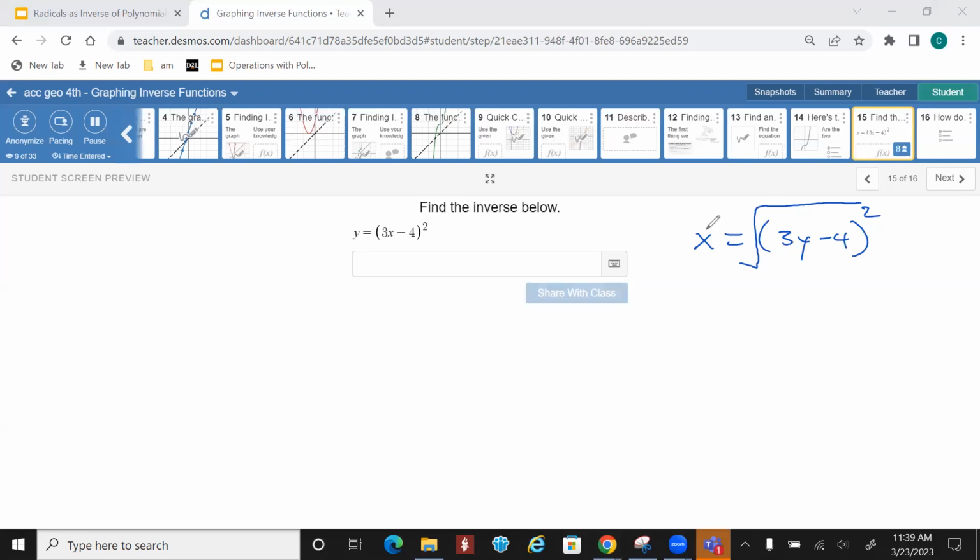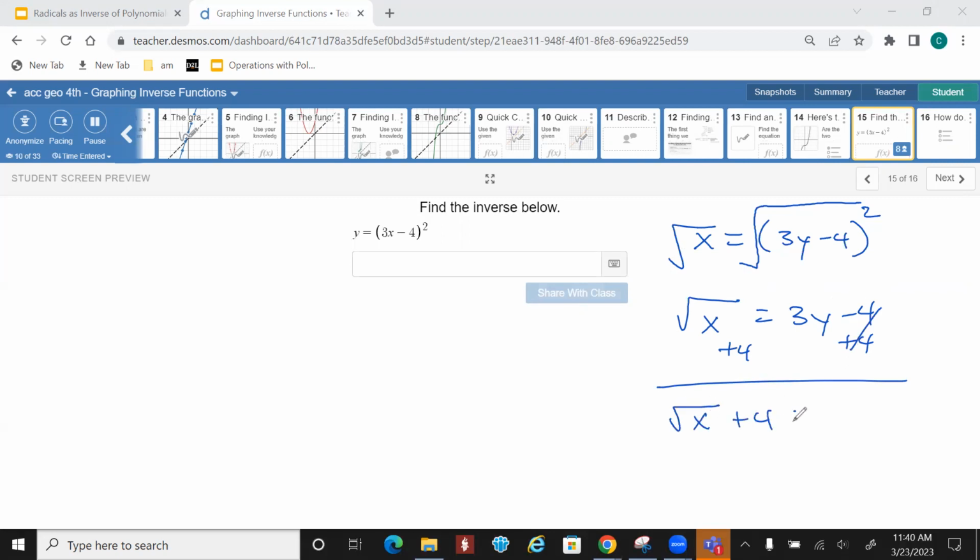Take the square root. Okay, so we have square root of x equals 3y minus 4. Now we still want y by itself, so we're going to add 4 to the other side. And so that's going to give me square root of x plus 4 equals 3y. And then we're going to divide by 3. So this will give me square root of x plus 4 divided by 3 equals y.